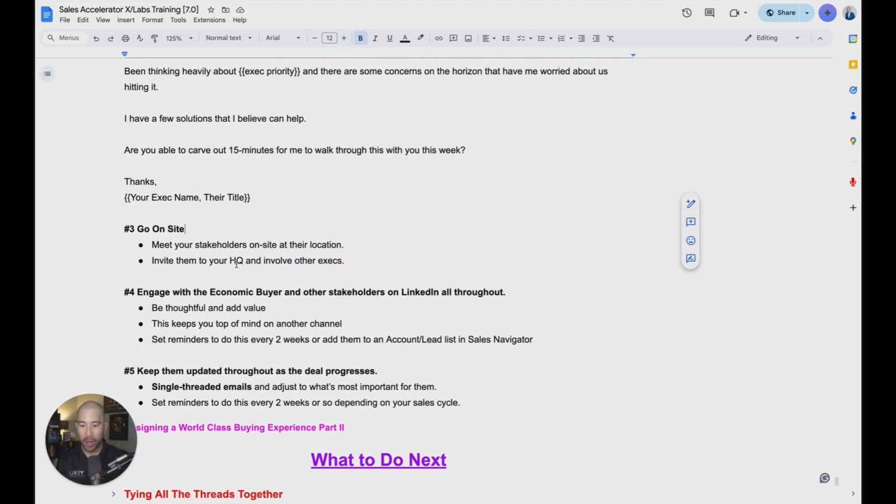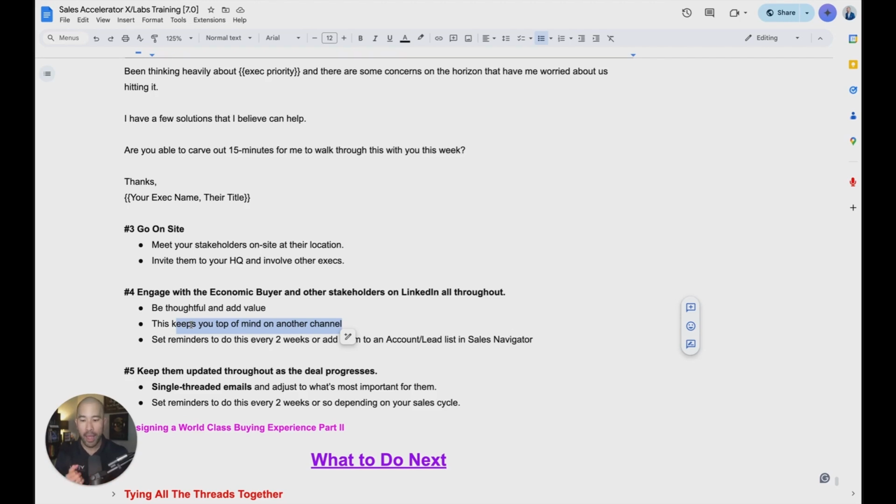Okay, next ones are relatively simple. Kind of hammer them real quick. So number 4, engage with the economic buyer and other stakeholders on LinkedIn all throughout. You want to be thoughtful and add value. We saw in a prior video an example of what happens when you engage thoughtfully. It stands out, so you want to be intentional with that. This also keeps you top of mind on another channel. Outside of emails, maybe text or calls, video meetings and in person, it's just another way to engage with them as well.